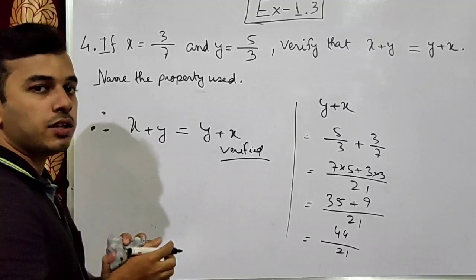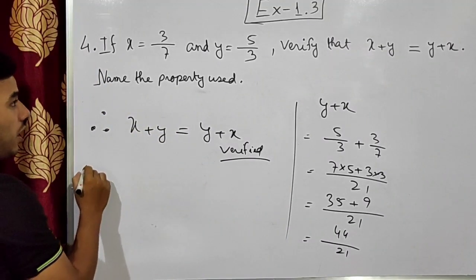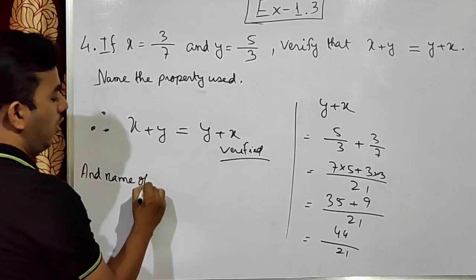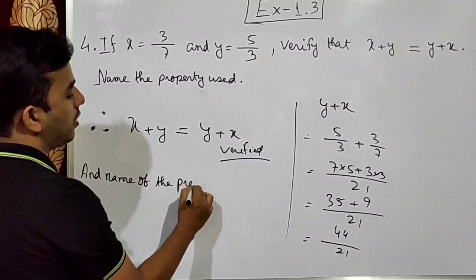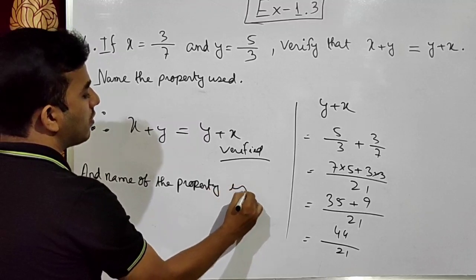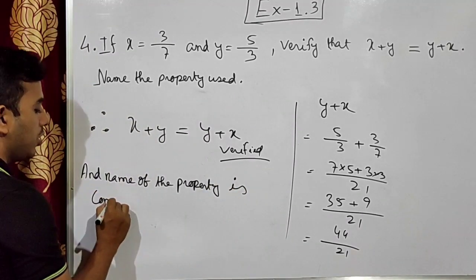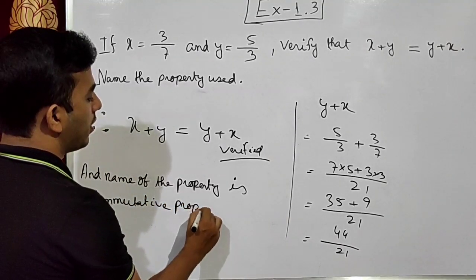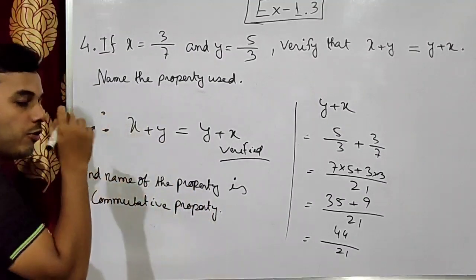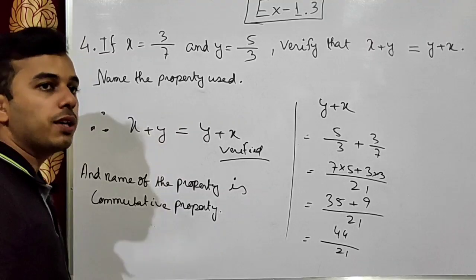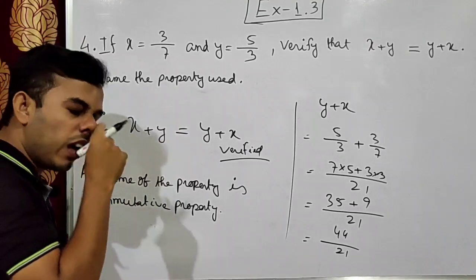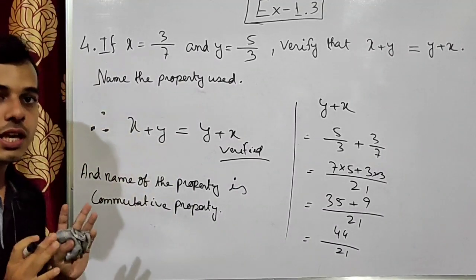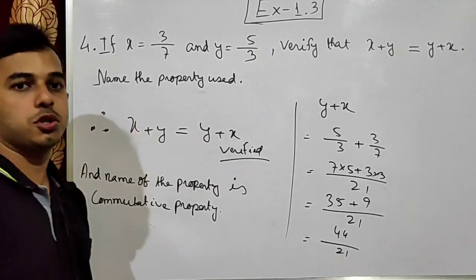Okay, and the name of the property is what we write. Name of the property is commutative property, right? Commutative property tells us that when we rearrange the order, their value remains the same. If we multiply also, their value remains the same. If we add also, that is, if we find the sum also, their values remain the same. Okay, very good. So I hope this is clear to you. Now let's move to our next question, that is question number 5.